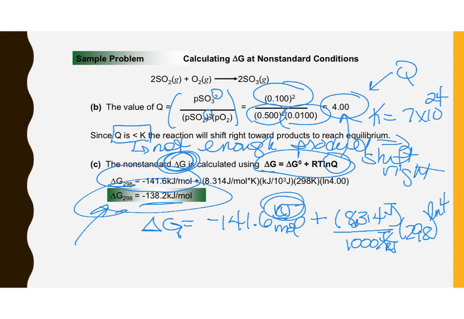Still quite a spontaneous reaction. Not quite as spontaneous as under standard conditions, but I want to emphasize a point here: non-standard delta G should never be too far away from the standard value, because remember I said all of this to the right is kind of a correction factor for non-standard conditions. So it usually will be pretty close.